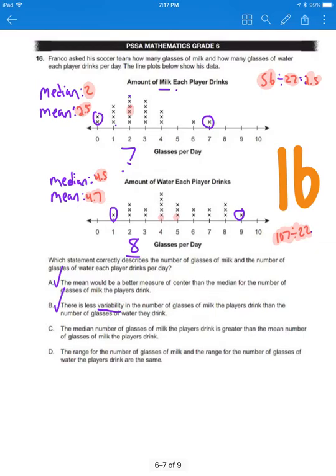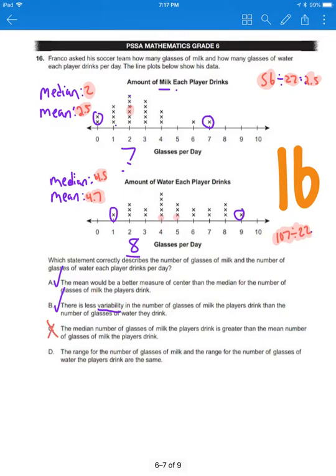C says the median number of glasses of milk the players drink is greater than the mean number of glasses of milk the players drink. All right, so here's milk. Here's the median, 2, is greater than the mean number of glasses of milk the players drink. So here's the mean. Is 2 greater than 2.5? No. So it's definitely not C. That one hurt my head to think about.